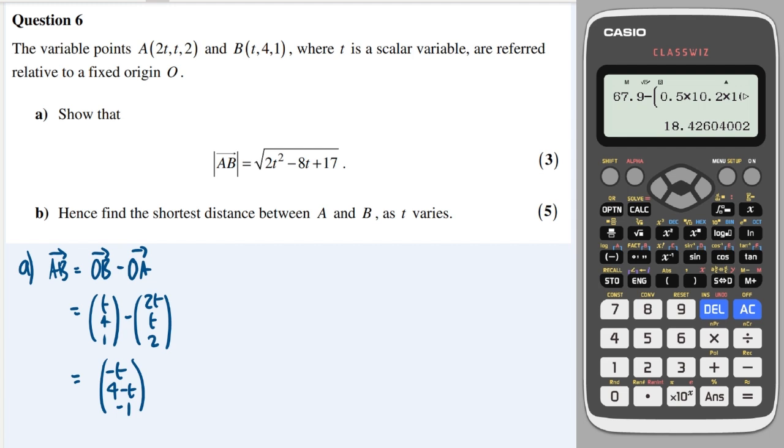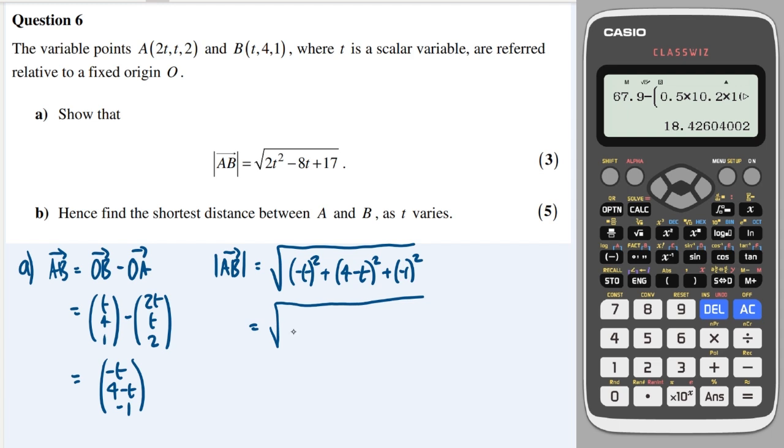Okay, so the modulus of AB is equal to the square root of the components squared. So this one here is going to be minus t all squared plus 4 minus t all squared plus minus 1 all squared. Okay, let's expand this out. We get t squared, we're going to get a 16, and a minus 4t and a minus another 4t is minus 8t. We're going to get a plus t squared, and we're going to get a plus 1.